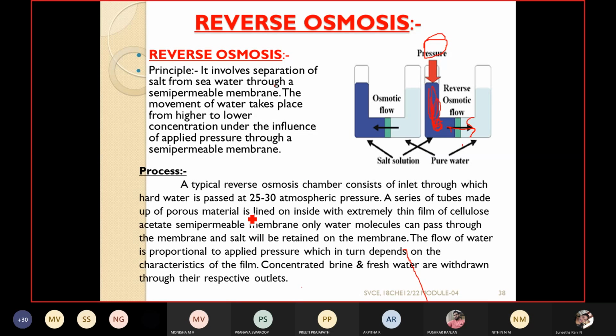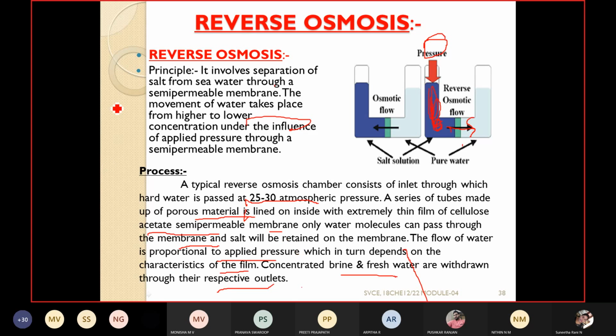At 25 to 30 atmospheric pressure, a series of tubes made with a porous material is lined inside with an extremely thin film of cellulose acetate semi-permeable membrane. Only water molecules can pass through the membrane and salt will be retained. The flow of water is proportional to the applied pressure, which in turn depends on the characteristics of the film. Concentrated brine and fresh water are withdrawn through their respective outlets.